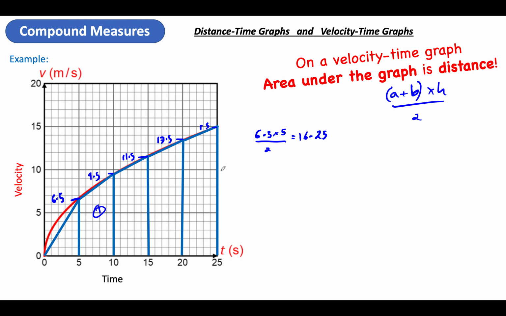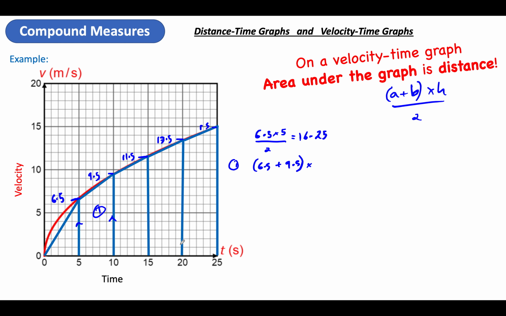Okay, trapezium 1 then. Does that help if I maybe label these things? Add the parallel sides. Now, what are my parallel sides? Well, one of them is 6.5 high. The other one is 9.5 high because these are parallel. Yeah? So 6.5 plus 9.5, and then times it by the distance between them.